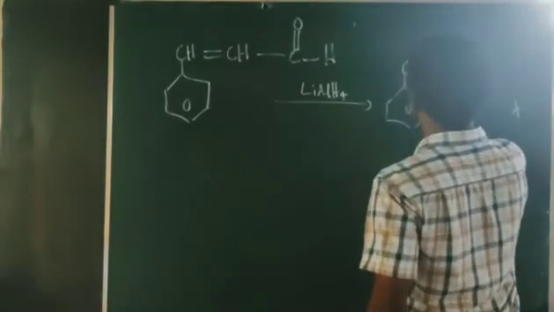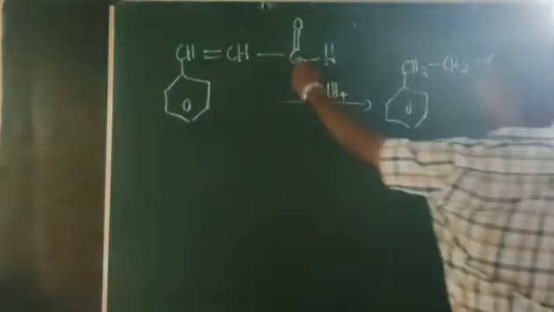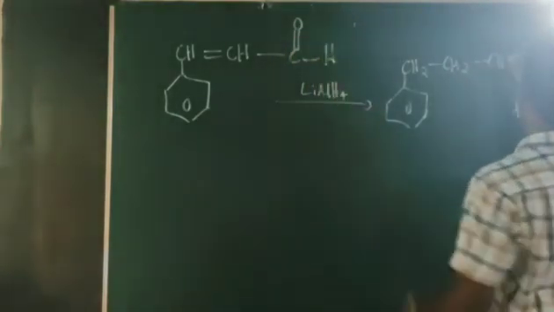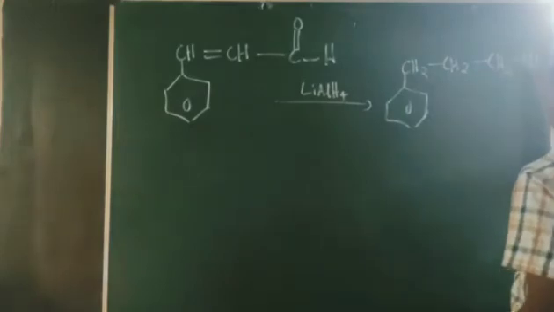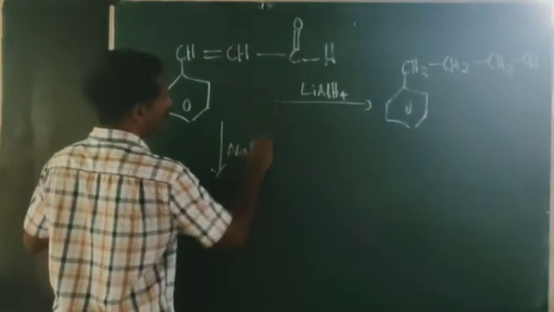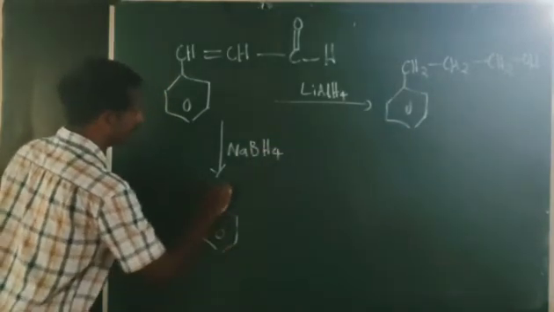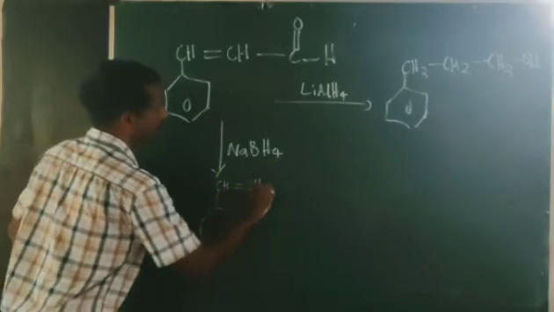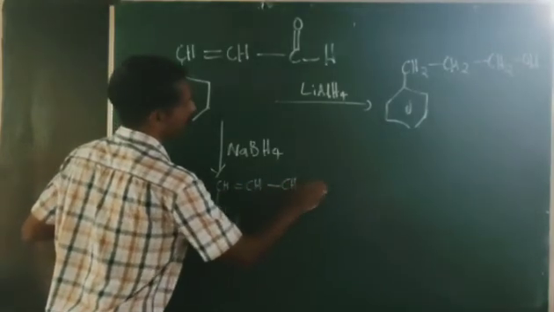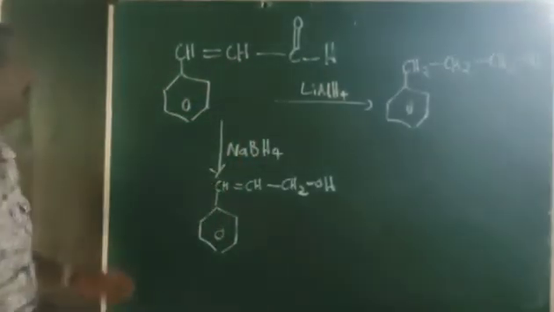Okay, look at it here. CH=CH will be converted to CH2-CH2, and here the CHO will become CH2OH. And if you take NaBH4, what do we get? Here it is like this. This double bond won't be affected, so only the CHO group will be converted to CH2OH. So keep it in mind.